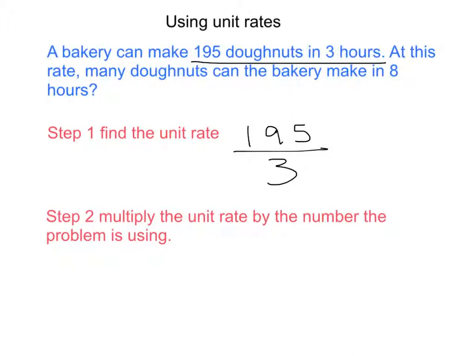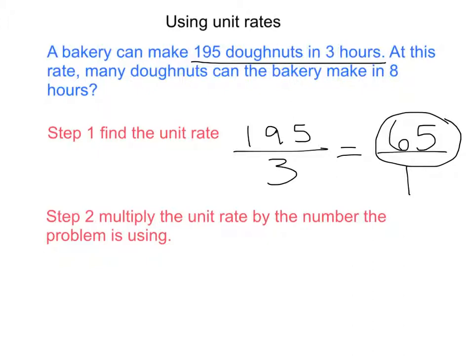So the easy way to do this is step 1, find the unit rate. How many donuts can they make in 1 hour? So we divide by 3 and we get 65. So in 1 hour, the bakery can make 65 donuts.